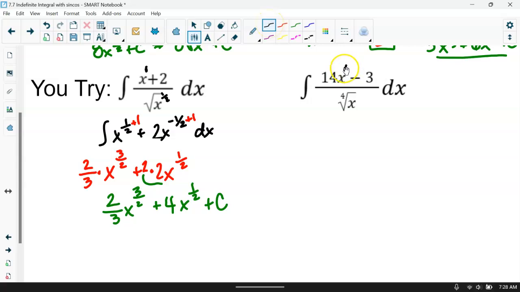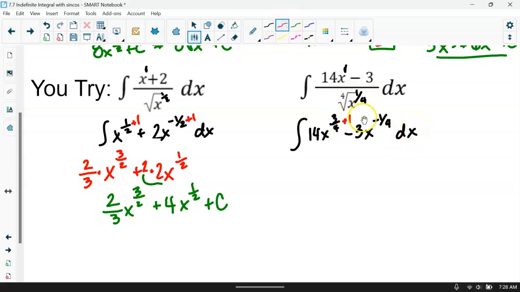Then here for the second one, you should have simplified again, right? So this is x to the first power. This is x to the 1/4 power. So here rewriting, we're going to find the integral of, this becomes 14x to the 3/4 power. This is 4/4 now, minus 1/4. Then minus 3x to the negative 1/4 power, because again, in the denominator, dx.